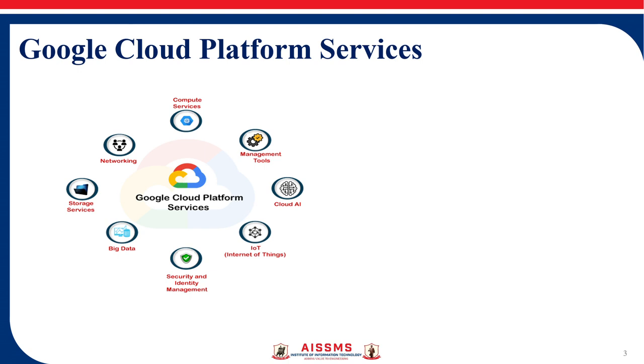Then security and identity management. The services in Google Cloud Platform related to security and identity management are the Cloud Data Loss Prevention API and Cloud IAM. Then we can see the management tools. The services provided under this are Google Stackdriver and the Google Cloud Console app. Then coming to Cloud AI, the services offered are Cloud Machine Learning Engine and Cloud AutoML. Thank you.